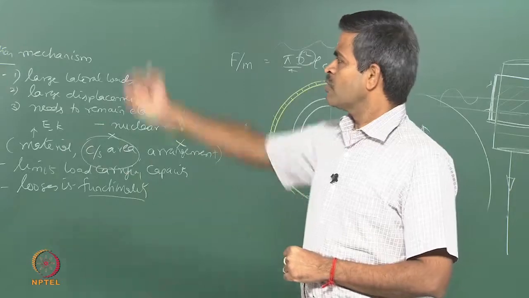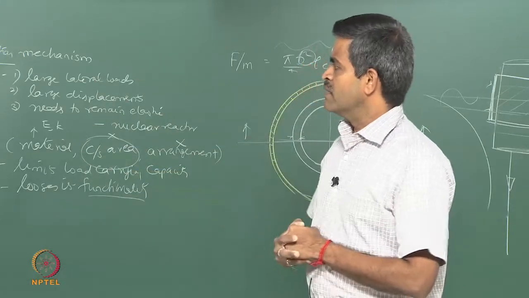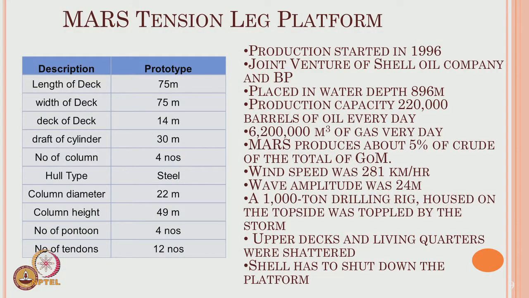So, the prototype is about this: 75 meters is the approximate size of the deck, and water depth is about 896 meters, with 4 columns, hull type steel, column diameter 22 meters, very large diameter, column height about 50 meters, 4 pontoons and 12 tendons, that is 3 in each.